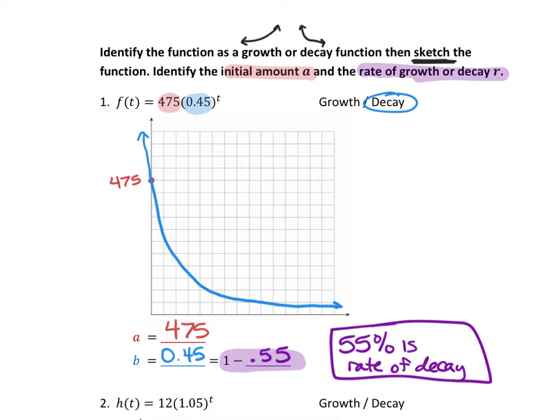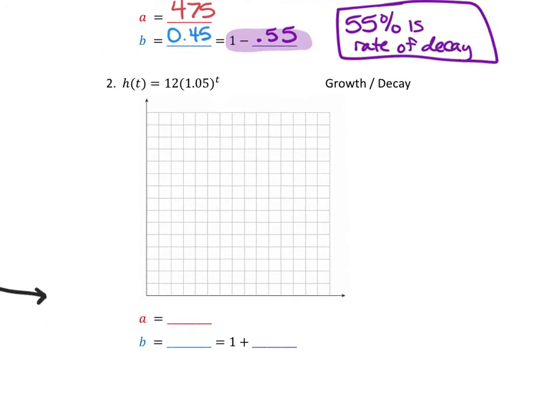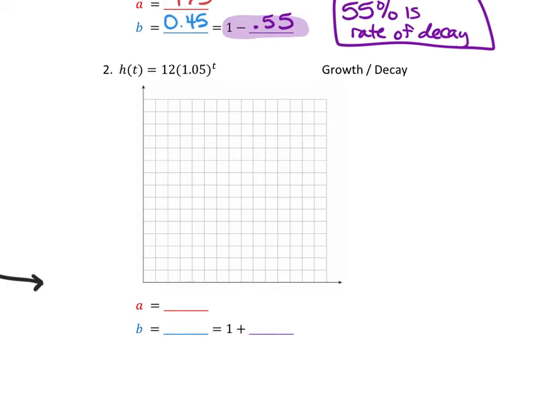Now I've got one for you to try. Again, this should kind of make sense from what we did last time. Pause the video right now, try to sketch this function with its initial value and whether it's going to be growth or decay, and see if you can fill out some of the A and B and R for this function. Go ahead and pause the video.